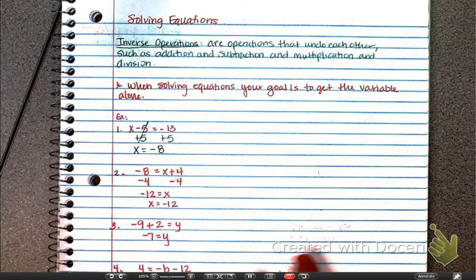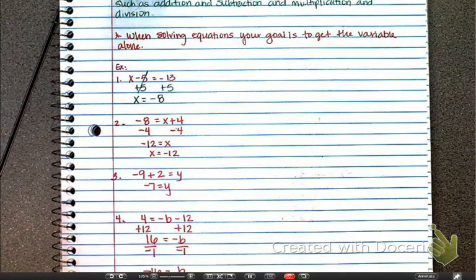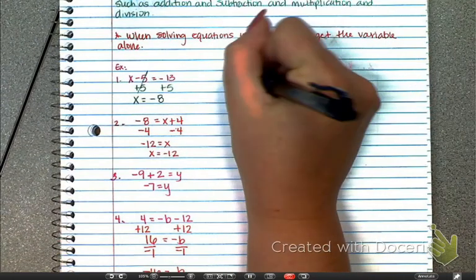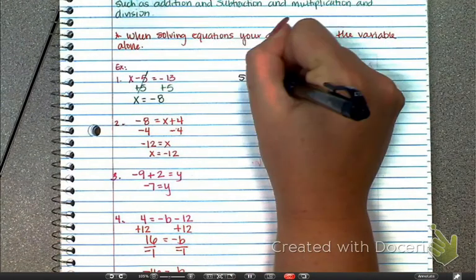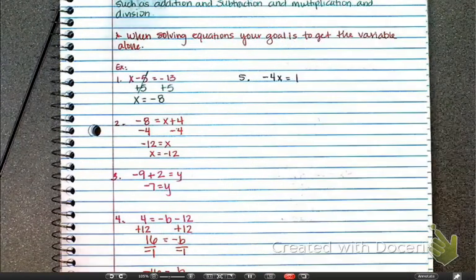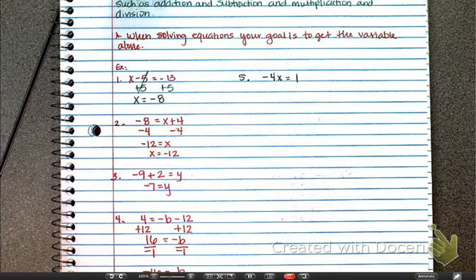Awesome. So yesterday we started a couple of the problems and we did some solving, right? We got through number 4. Does everyone have that? Okay. So let's look at this one. If I want to solve negative 4x equals 1, and remember all of this is review, so it should be something you're familiar with. If I want to get x by itself, what would I need to do?